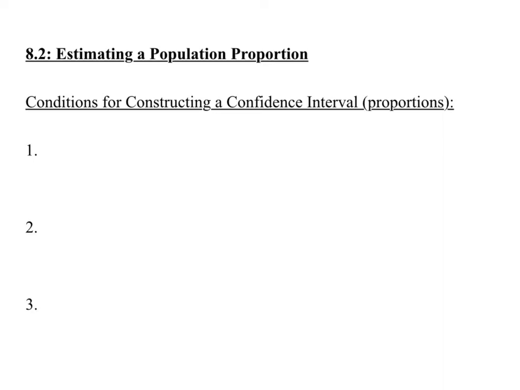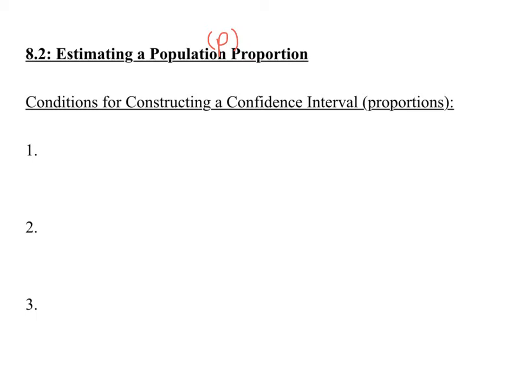So we are going to start with creating confidence intervals today. This is going to help us estimate a population proportion. And just to recall, in this class we use the letter P to show that we have a population proportion, although you also might see it as pi in other classes.